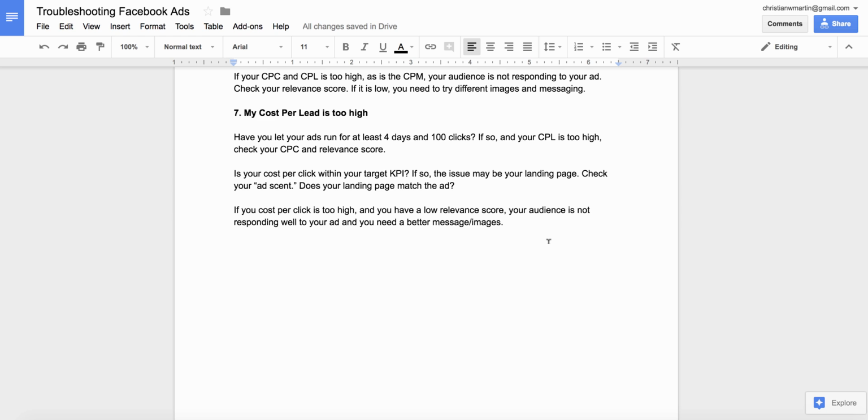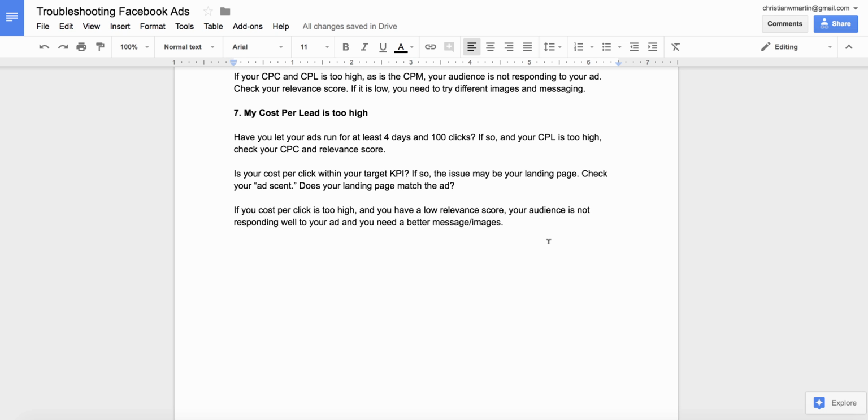If your cost per click is not too high, but your cost per lead is, most likely your landing page is the issue. Most likely you have low conversion on your landing page. The first thing you want to check is your ad scent. That means, does your landing page match the ad? Does it have the same feel, the same look? Does it use the same headline? Is it aligned? If it is, and you still have a very low conversion rate on your landing page, then check your tech. Make sure that nothing is broken.